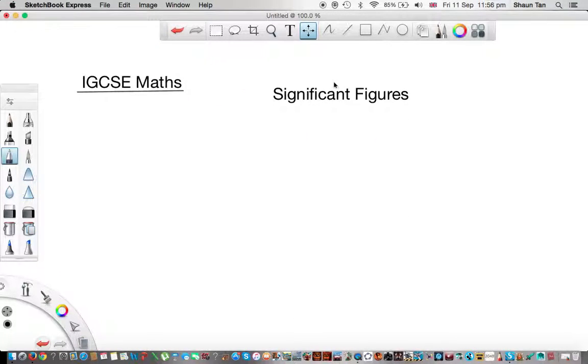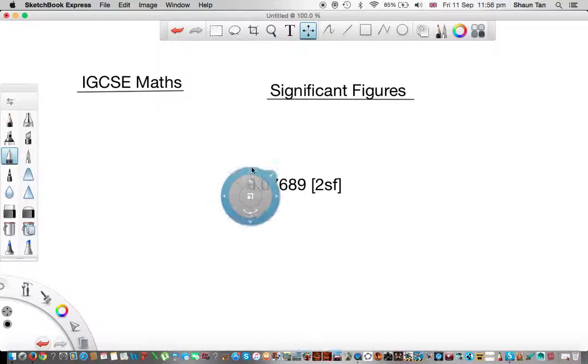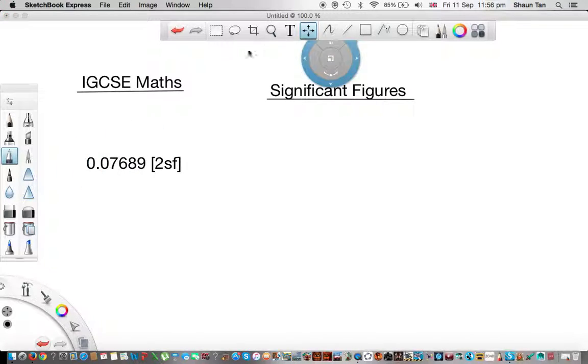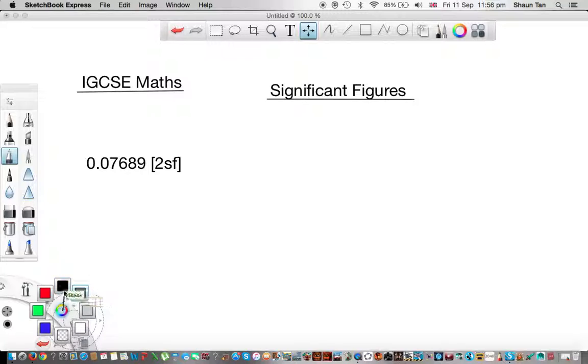Now, this is what we'll be talking about next. So, let me give you the first example. Now, this is the question that we're doing here.